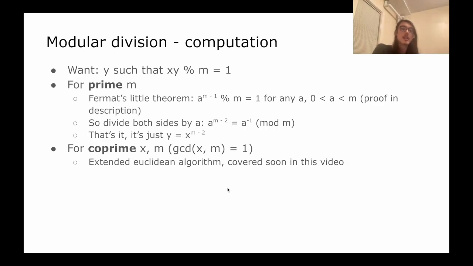So the computation of a modular inverse is doable when it exists. And otherwise, it doesn't exist, so it's fine.